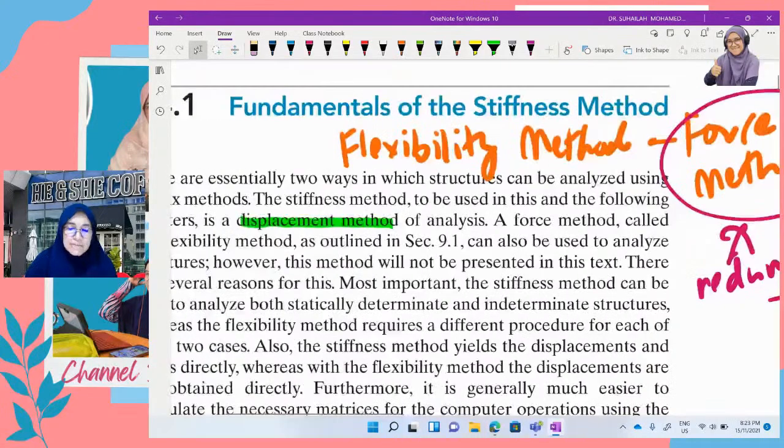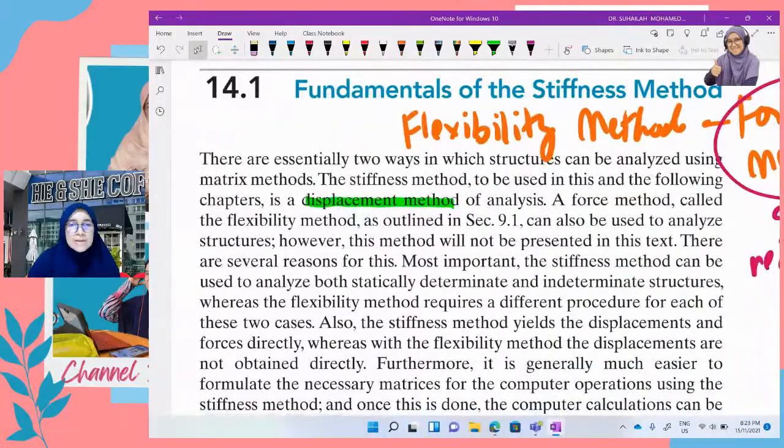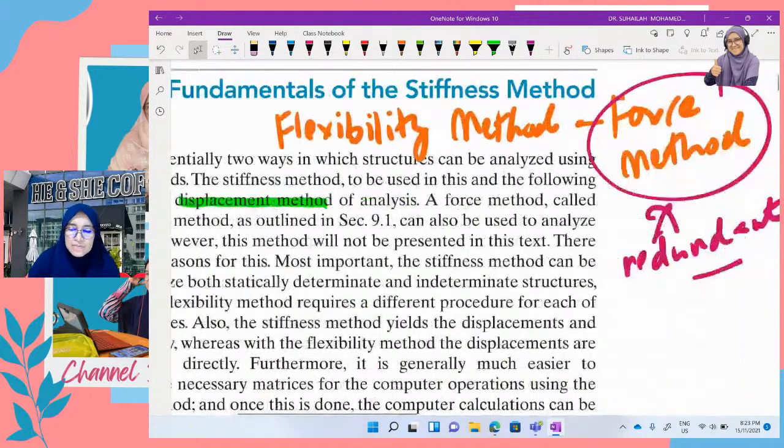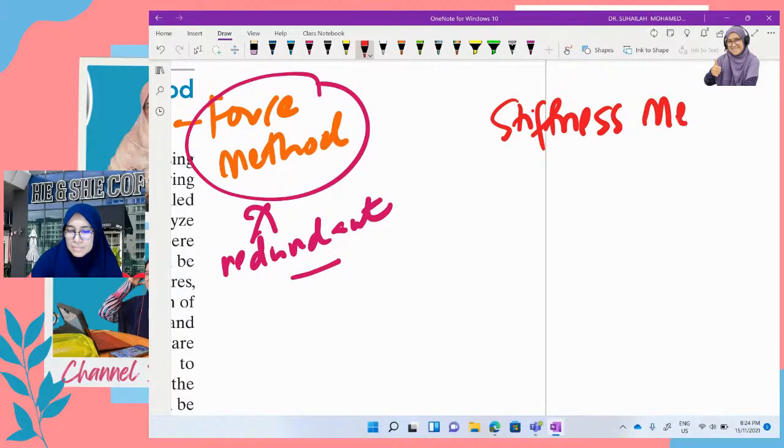Okay, in the stiffness method, we can also call the stiffness method the displacement method. So the stiffness method is also known as the displacement method.